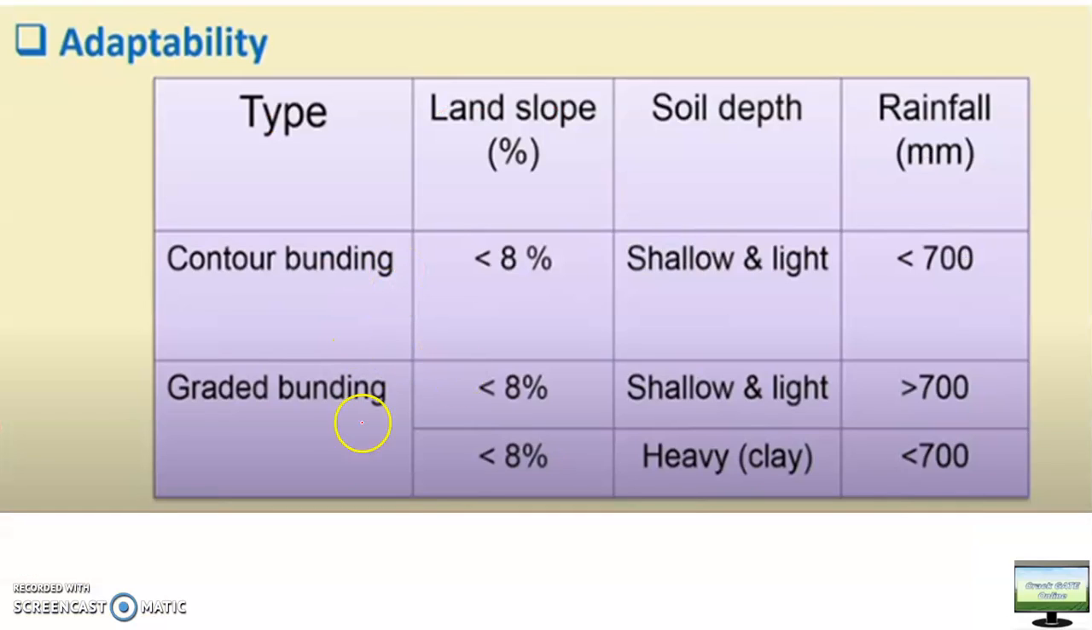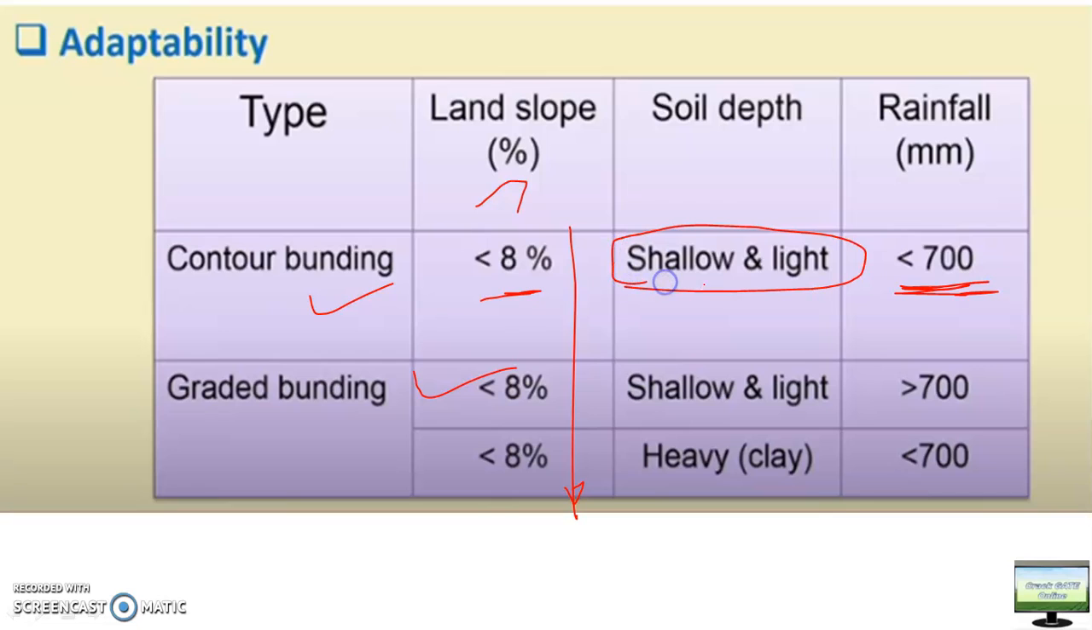Let me repeat whatever I said. This is the adaptability, where you will use the contour bund and where you will use the graded bund. The land slope should be 2 to 6% or 8%. Basically you can remember it as 8%, but rainfall should be less than 700 mm, and the soil should be light and shallow so that the maximum amount of surface runoff can be absorbed into the soil. But here you see rainfall is less than 700 mm and you are using the graded bund.